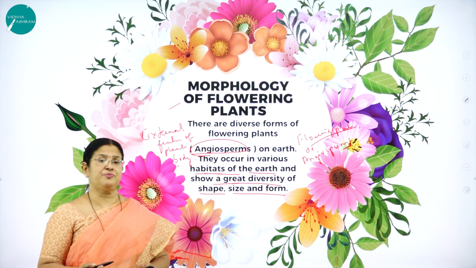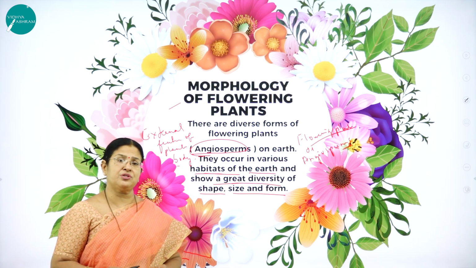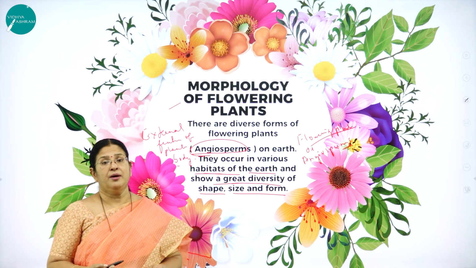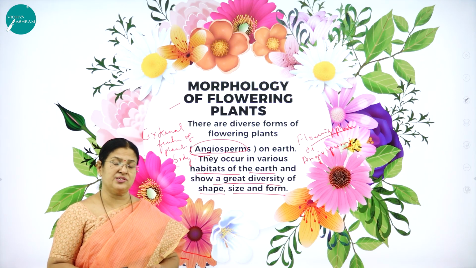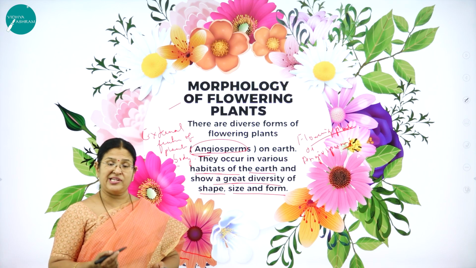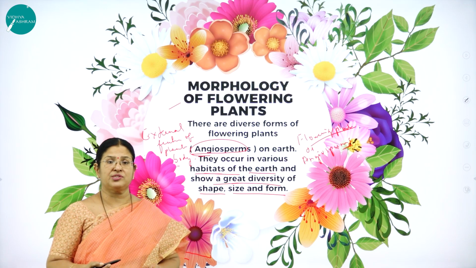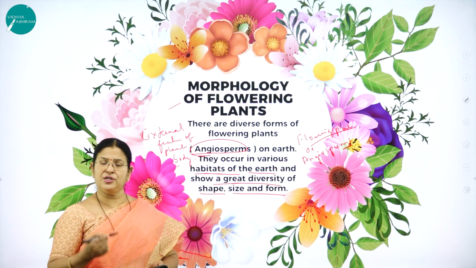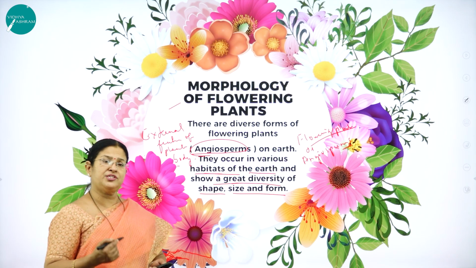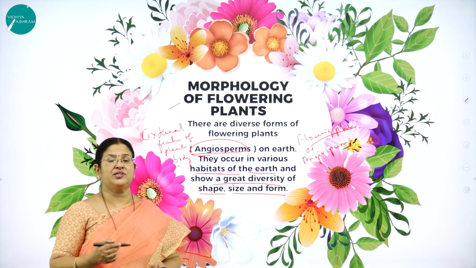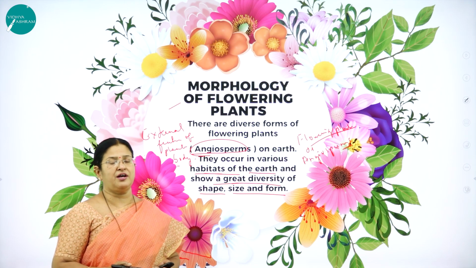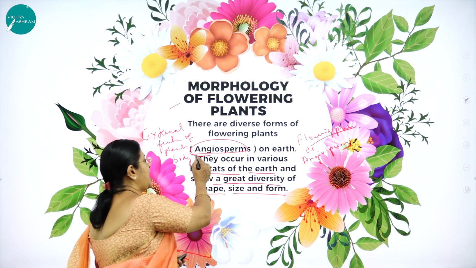As you find, shoot system is more complex. Why do we use the word more complex? It has different parts, like the branches, the flowers, the fruits, stem, the nodes, internodes, etc. So all those are the different parts of the shoot system. So morphology of flowering plants deals with the study of the external parts of a plant body, particularly a flowering plant body called angiosperm.